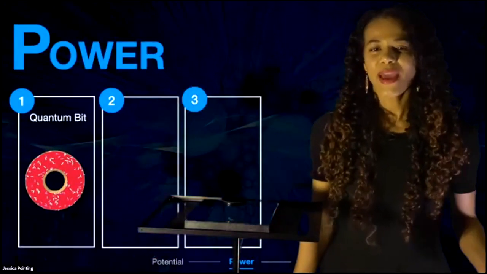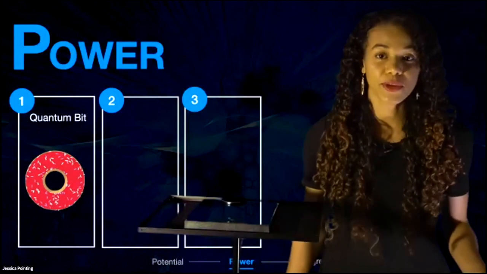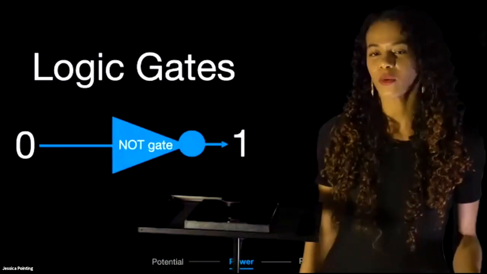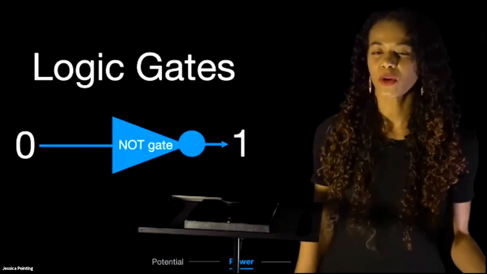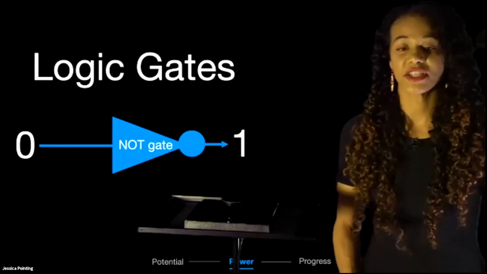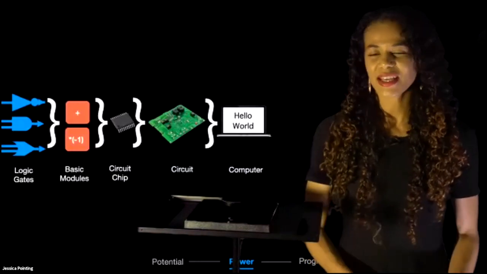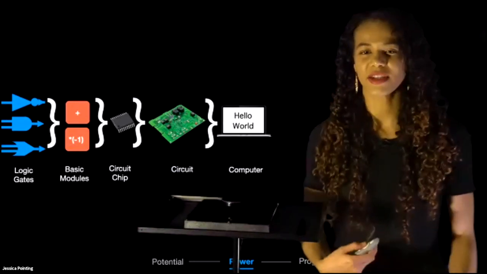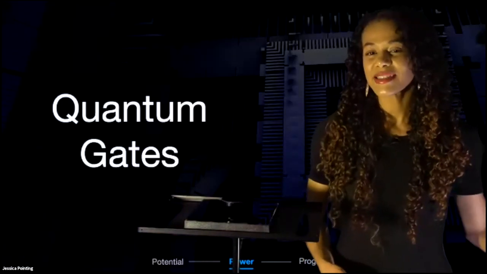So now that we have superposition, you might be wondering, how do we actually control these qubits? How do we compute with them? Well, we can use something called quantum gates. If you're familiar with classical computers, again, we have something called logic gates. So let's say we have the bit 0, we put it through the logic gate not, and then we end up with 1. So this is essentially how you build a computer. You have these logic gates, then you have basic modules, then you have circuit chips, and then you build the computer. So it's similar in quantum computing.